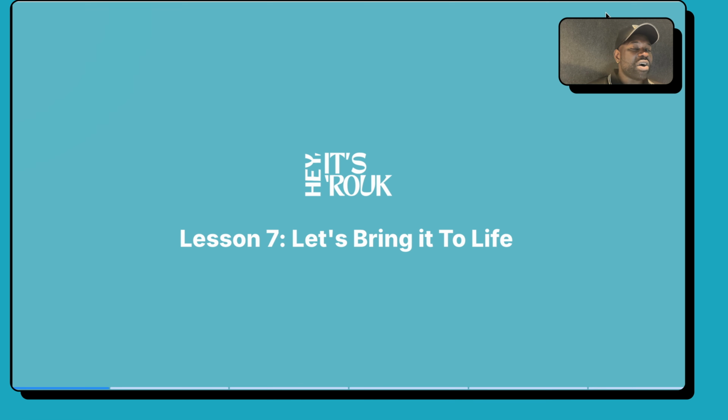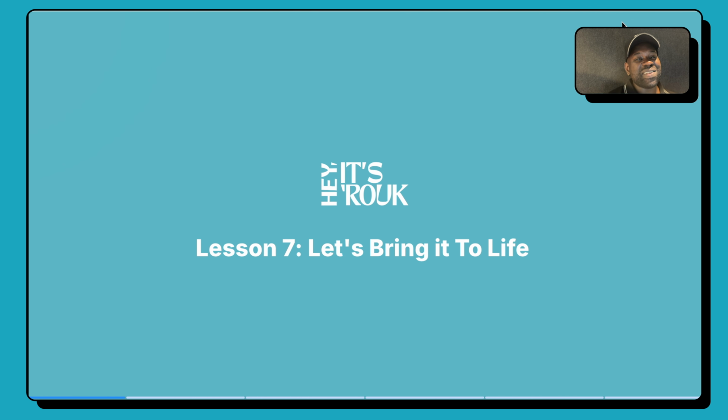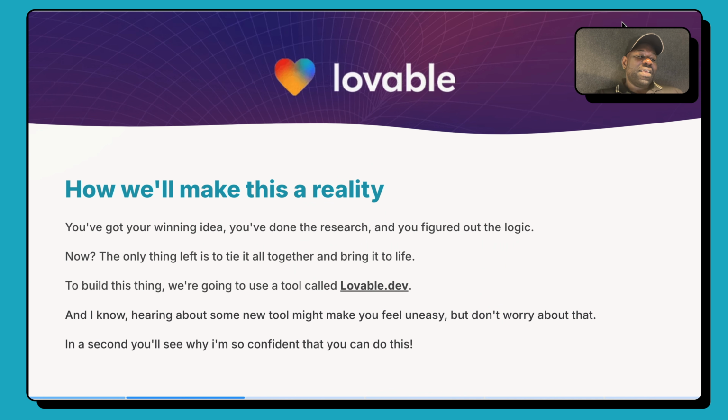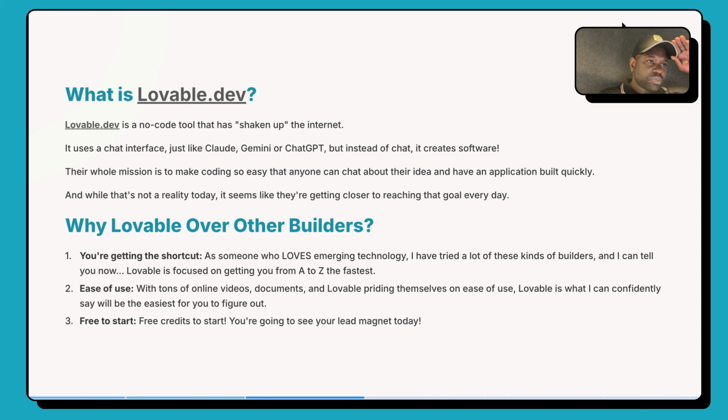So let's do that. Welcome to lesson 7. Let's bring this thing to life. So we're going to make this a reality using a tool called Lovable.dev. And there's a few reasons why I want to use Lovable. But first, let me talk a little bit about what it is.